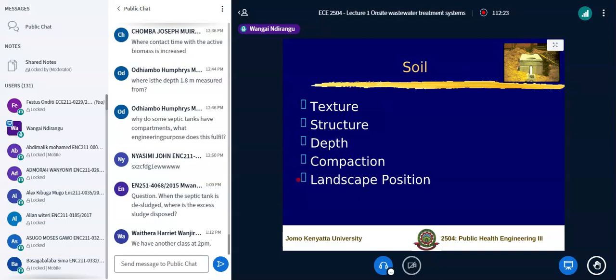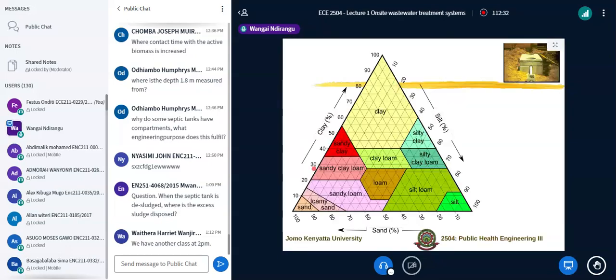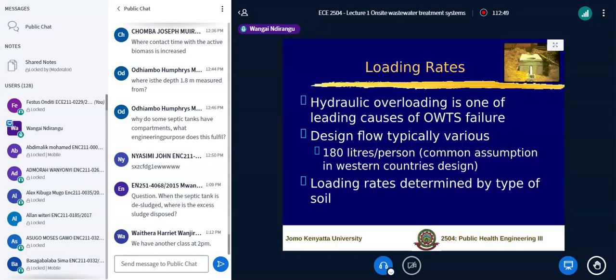And what affects the soil? We have talked about it: the texture, the structure, the depth, the compaction, and the landscaping, the slope and all that. And of course, the same soil classification that you use for irrigation, depending on this, you can check the permeability and what have you. The same table that you use for soil classification for irrigation also applies to this, and we'll do an example at some stage to show that.